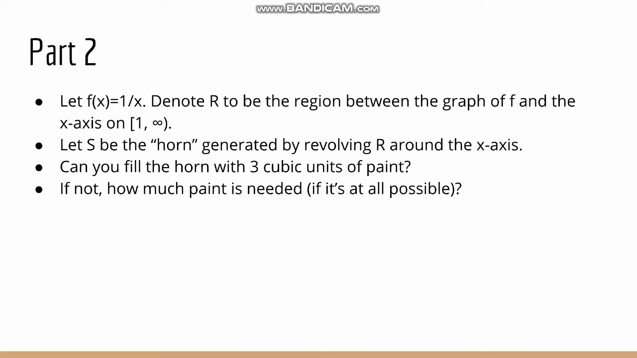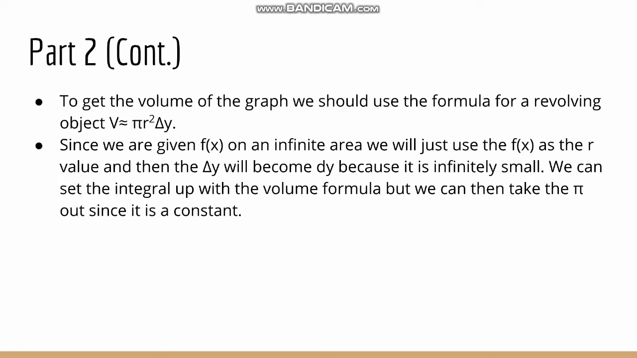We are going to let f of x equal 1 over x, and then we're going to revolve it around the x-axis from 1 to infinity. And then we're trying to see if we can fill the horn with 3 cubic units of paint or more if needed. To get the volume of the graph, we should use the formula for a revolving object. V is approximately pi r squared delta y. Since we are given f of x on a finite area, we can just use the f of x as the r value, and then the delta y will become dy because it is infinitely small.